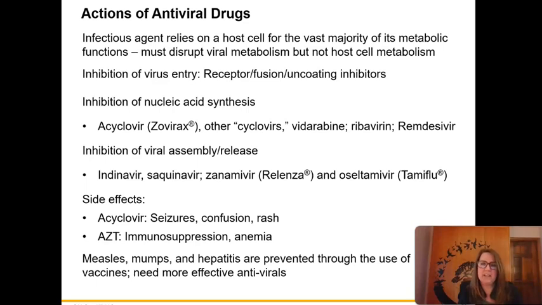Now, just as with our antifungals and antibiotics, there are side effects to antiviral medications. I put a couple here: side effects of acyclovir are seizures, confusion, and rash, and AZT causes immunosuppression and anemia.